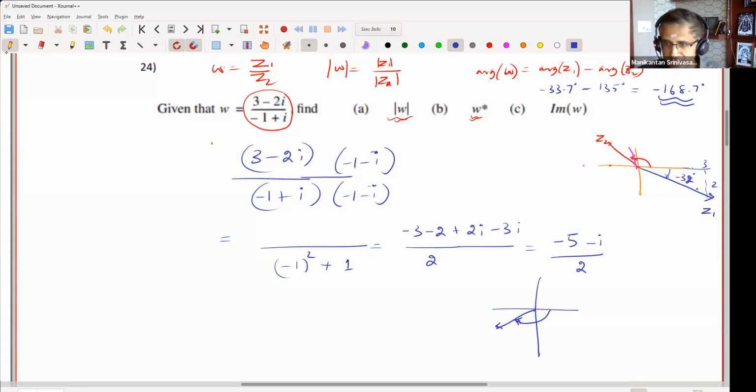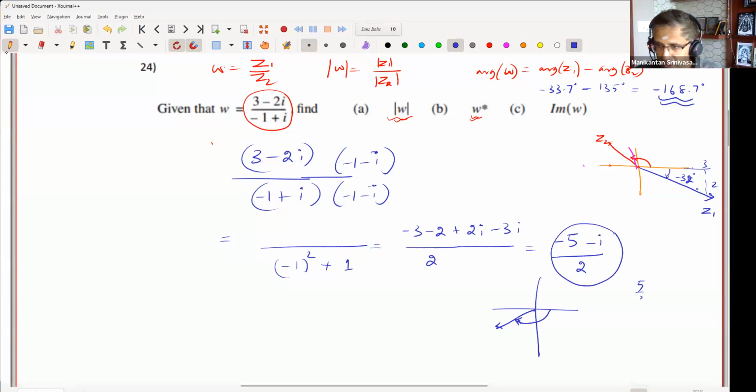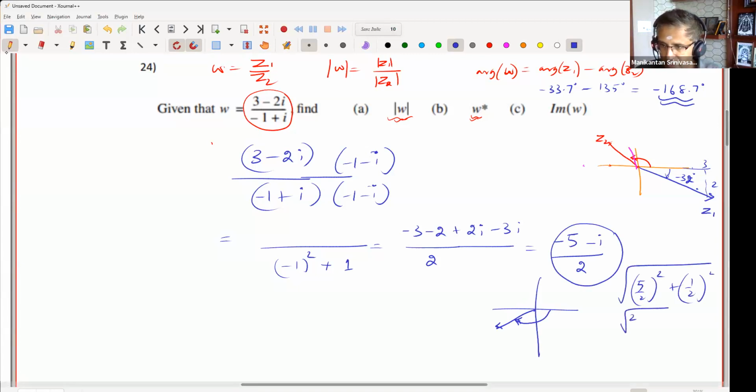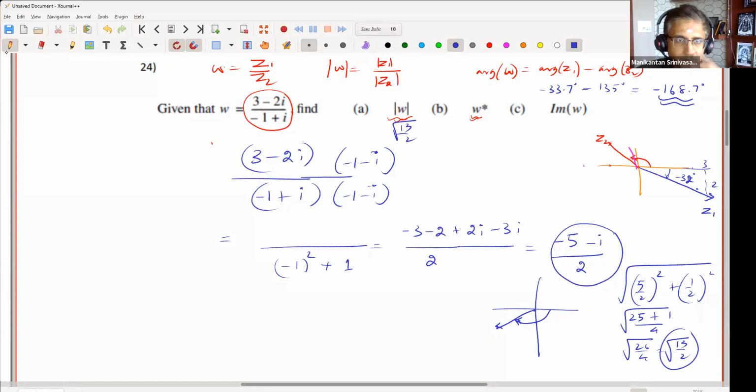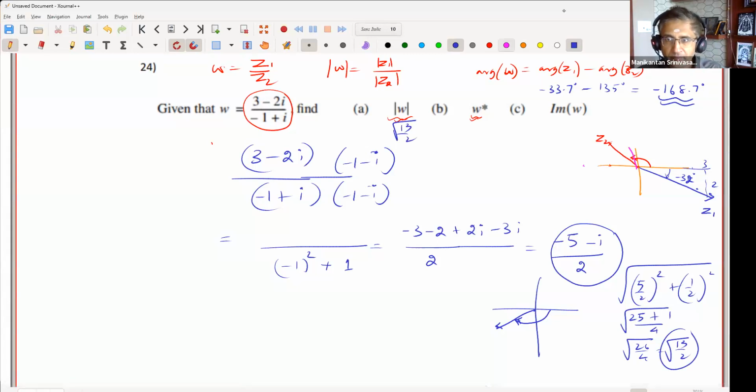Okay, and then let's check the modulus of this and also see whether it matches. So modulus of this would be the square root of 5 by 2 whole square plus 1 by 2 whole square. So this will be square root of 25 plus 1 by 4, so square root of 26 by 4, which is square root of 13 by 2, which matches with what we got earlier. If you remember, we got the modulus as square root of 13 by 2. Okay, all good so far?